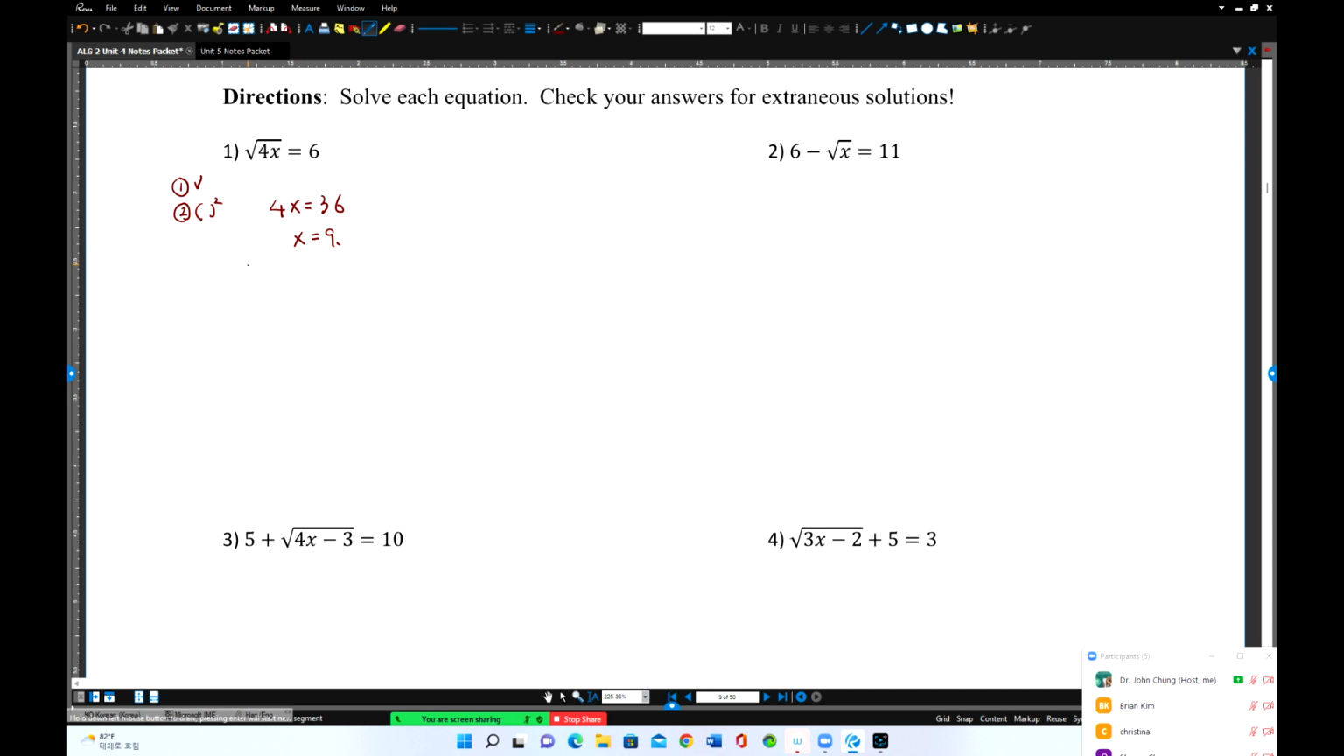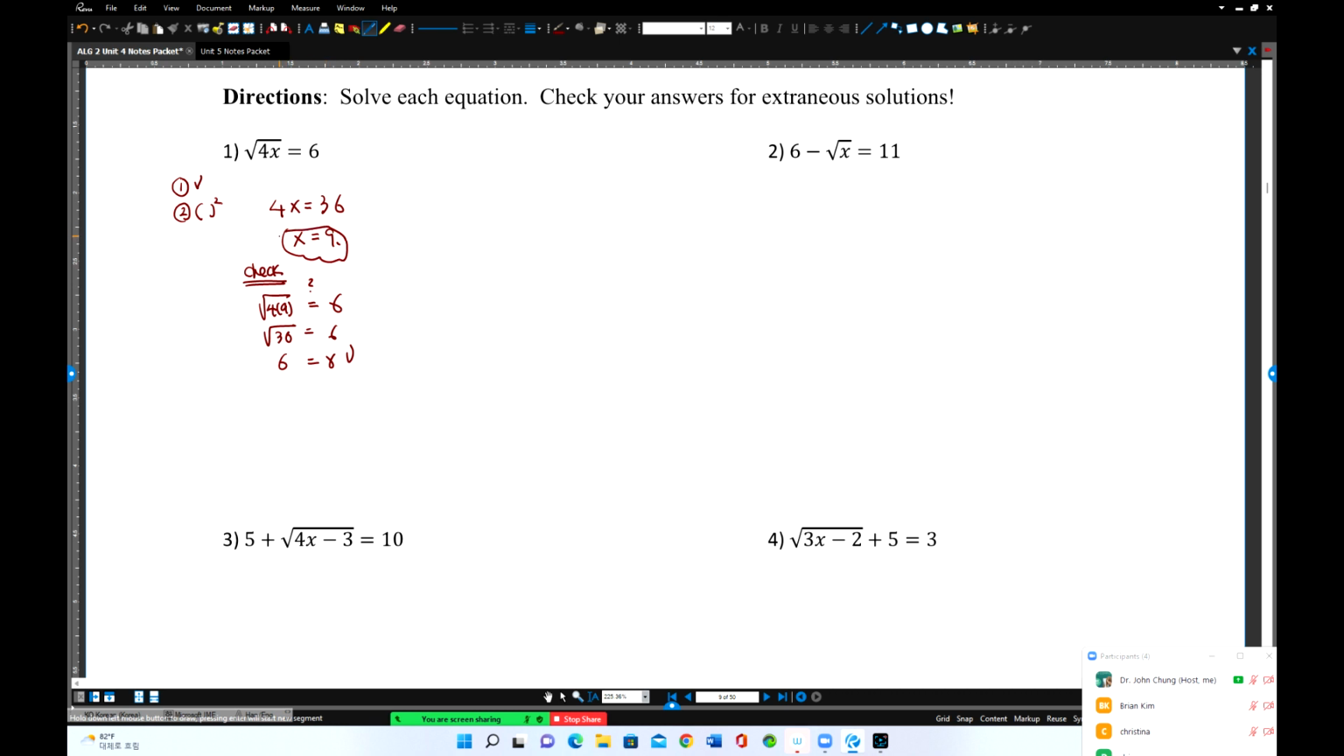Or just write check every time, okay? Check. x is 9. 4 times 9 equals 36, and the square root of 36 is 6. All right? They are equal. This is a solution. Okay? That's the rule.